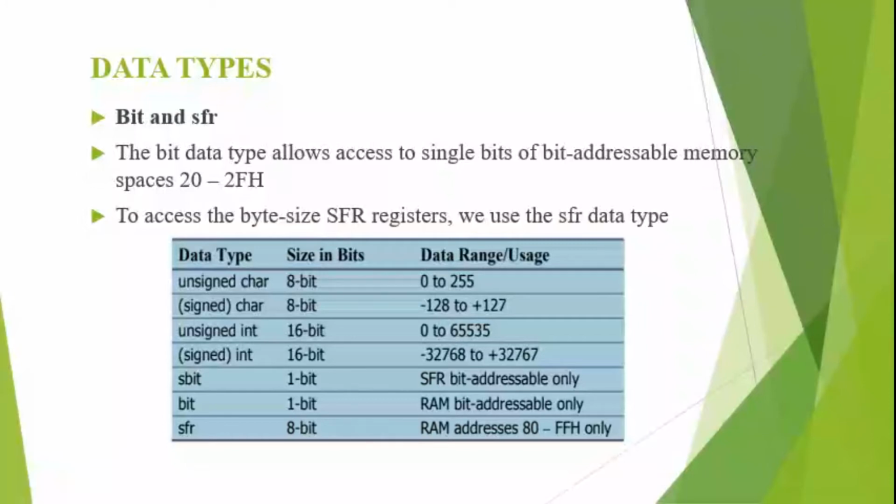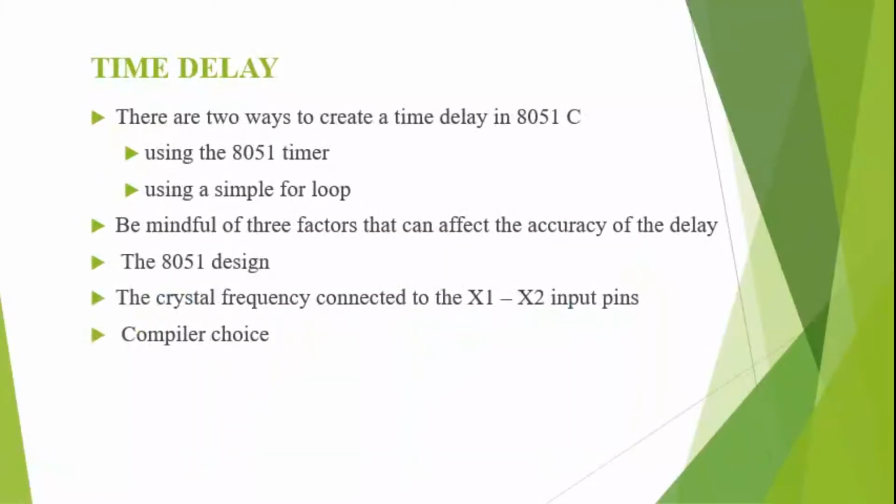Unsigned int is 16-bit. Range is from 0 to 65,535. Signed int is 16-bit. The range is from -32,768 to +32,767. Sbit is 1 bit and usage is SFR bit addressable only. Bit is also 1 bit. Usage is RAM bit addressable only, 20 to 2FH. SFR is 8-bit byte size and usage is RAM addresses 80 to FFH only, that is for SFR registers.